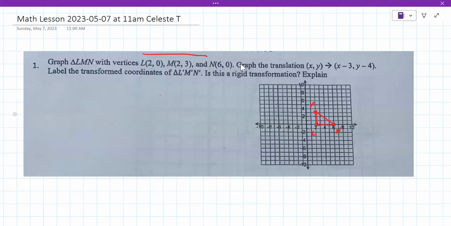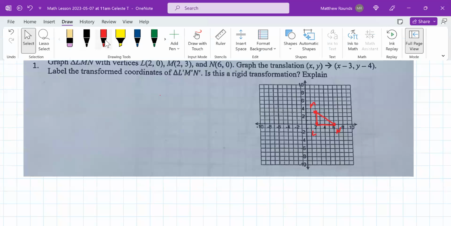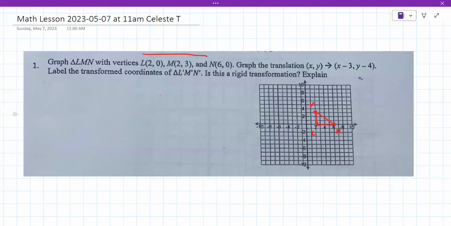And then the next thing here is to graph the transformation. So I'm going to do that in blue. The transformation is, well, you're going to subtract 3 from every x value, so it ends up being left 3. And then the y value, you're subtracting 4, so that's down 4.